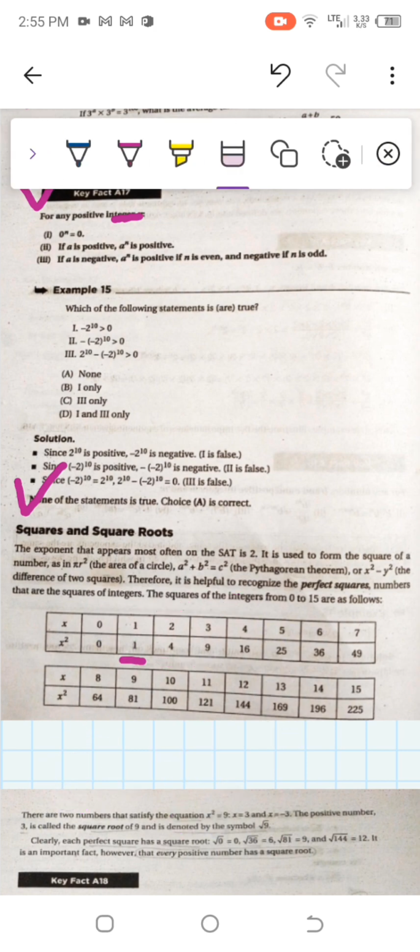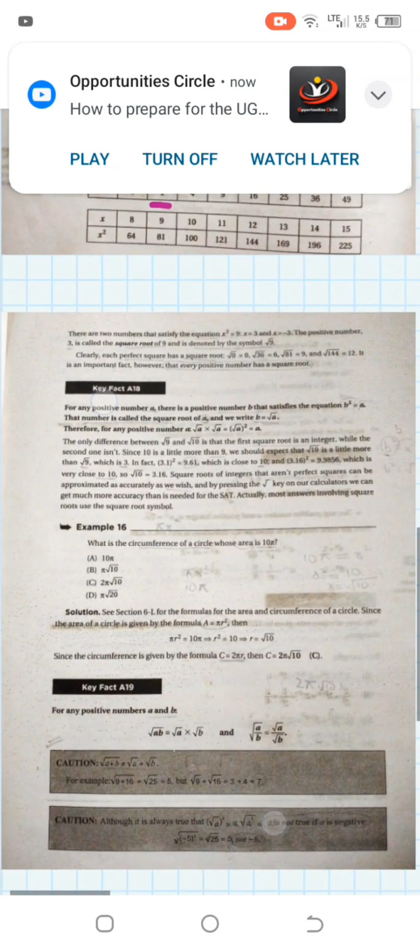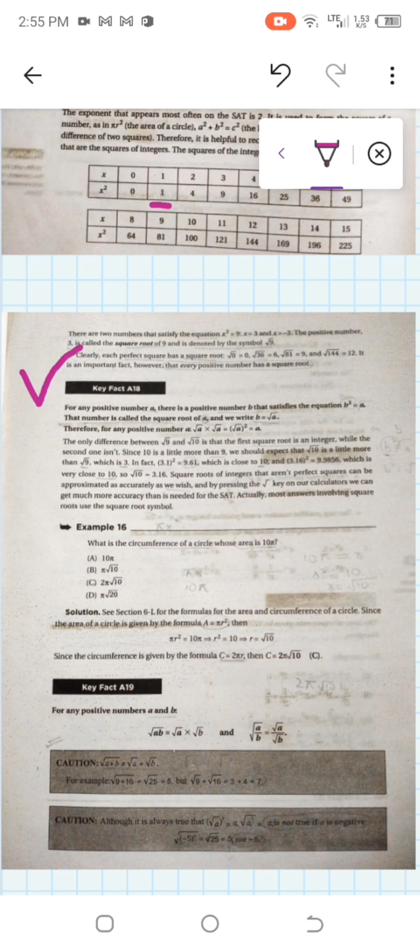Now we are going with another page. So have a look. Okay, moving towards key fact number A18. For any positive number, we have to just put the root over there. Fine. Example number 16. What is the circumference of a circle whose area is 10?